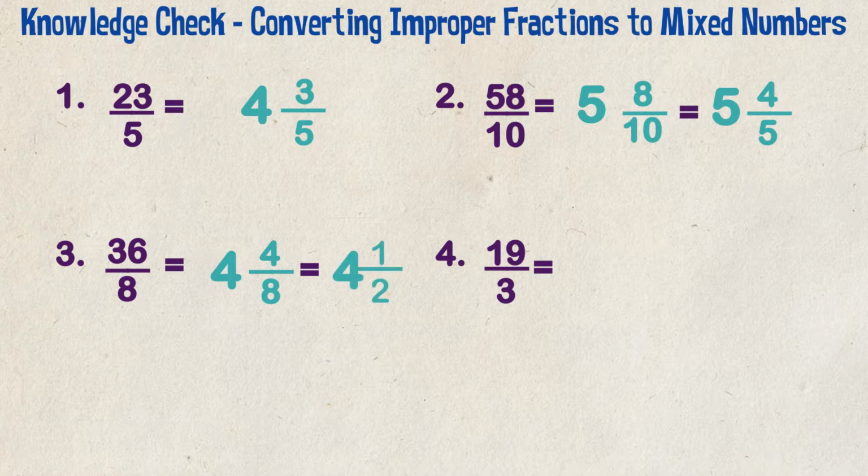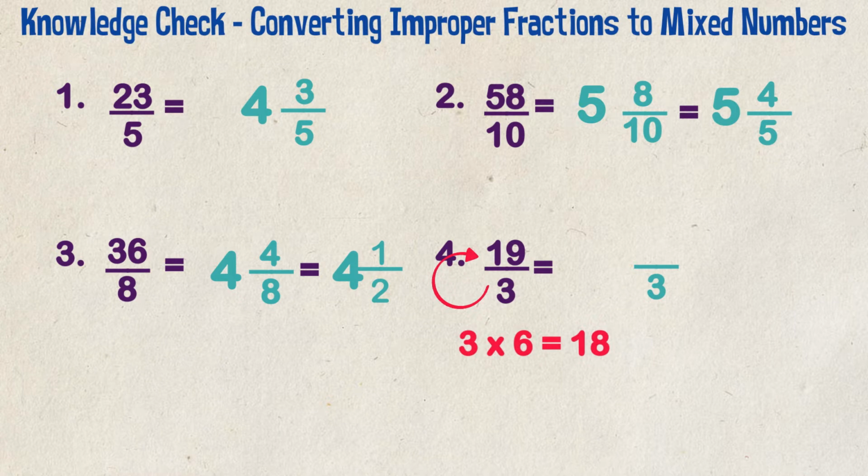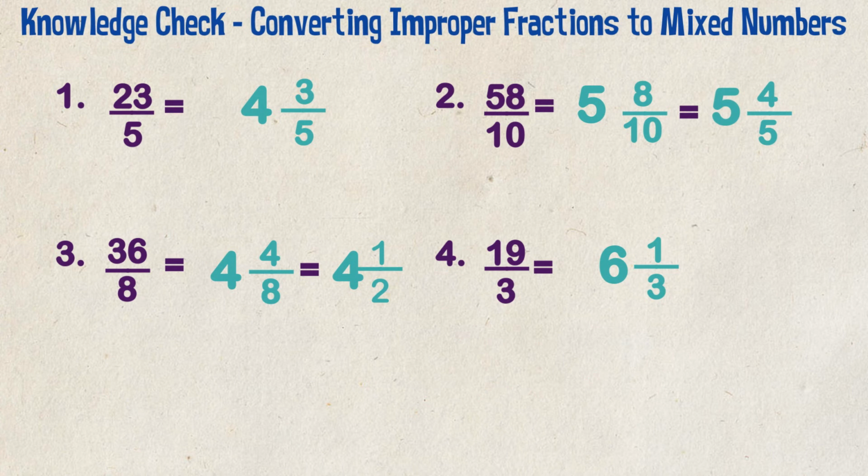Example 4. Convert 19/3 to a mixed number. We set up our proper fraction with a denominator of 3. Dividing 3 into 19, it goes 6 times, which becomes our whole number. 6 times 3 is 18, so we have a remainder of 1, which goes over the 3 for a mixed number of 6 1/3. So hopefully you did well with these 4 examples.